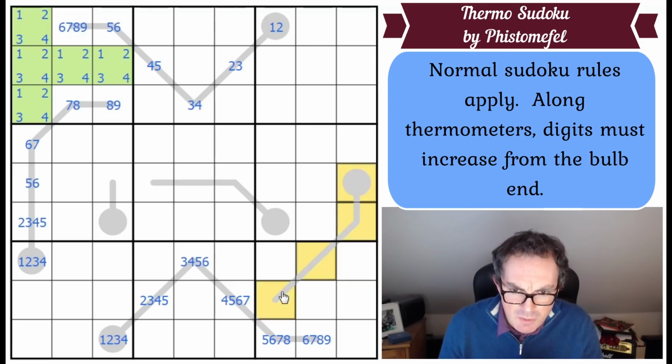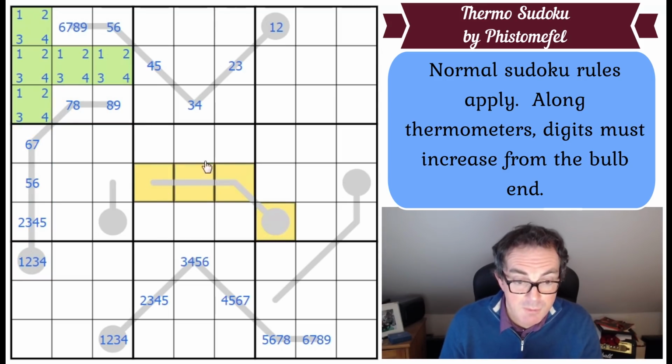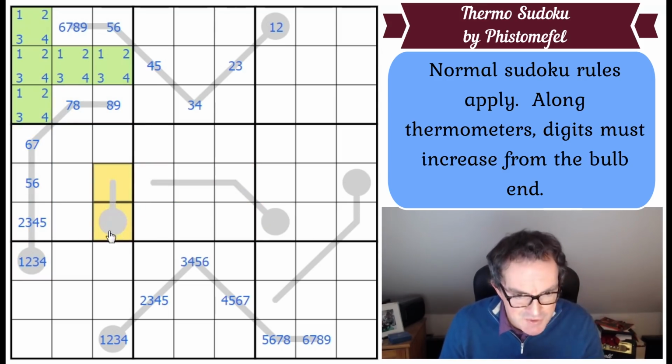So this one is a lot shorter than this one. I can't think this is going to be the beginning. It must be this side. This one is a puny little thermometer, and this is even worse. This is just a disambiguating thermometer. I'm fairly confident this isn't going to be the start.